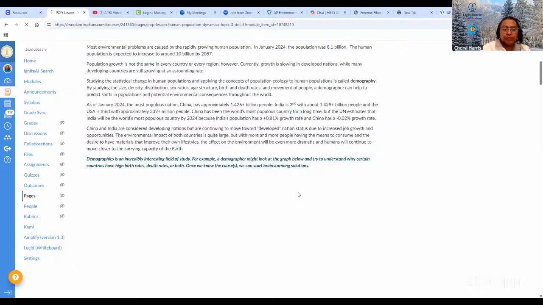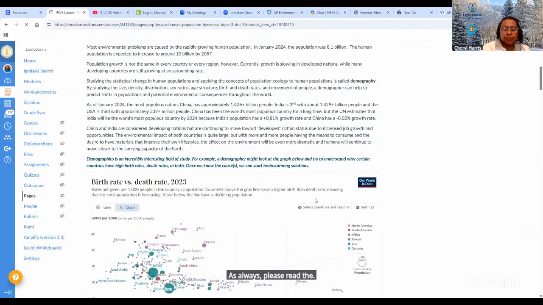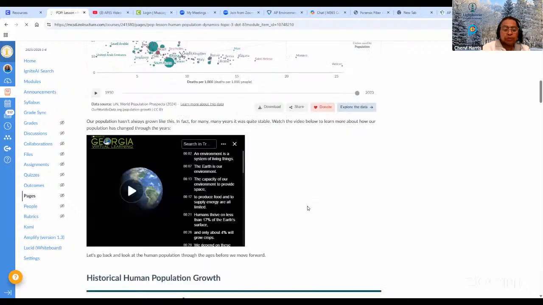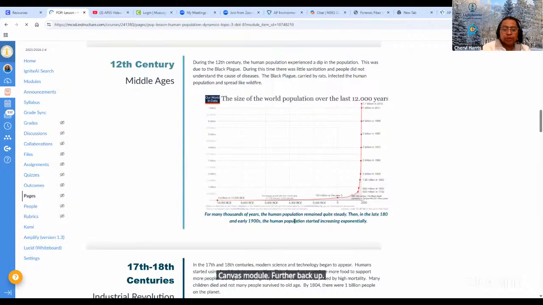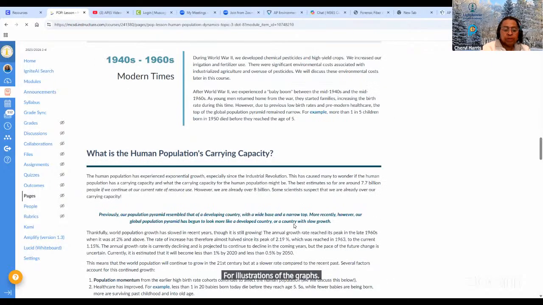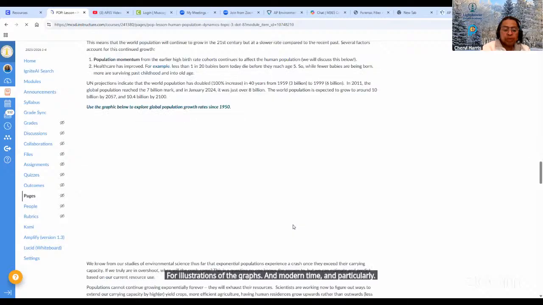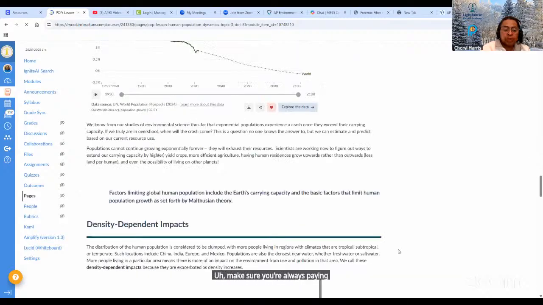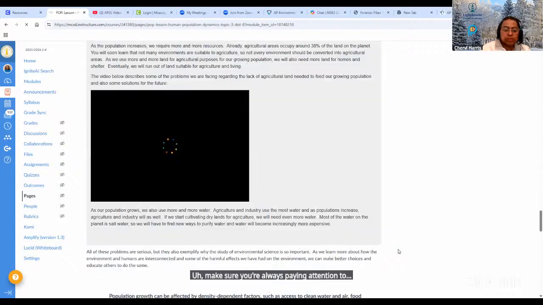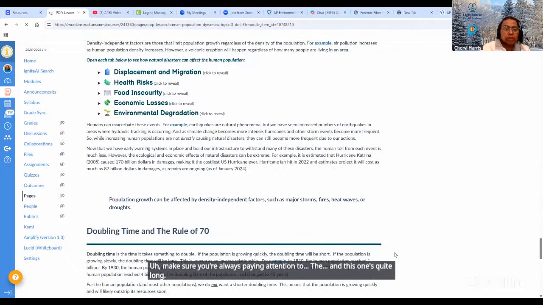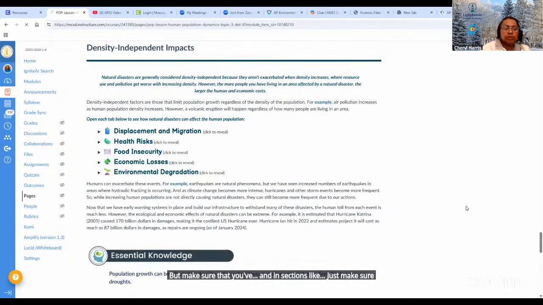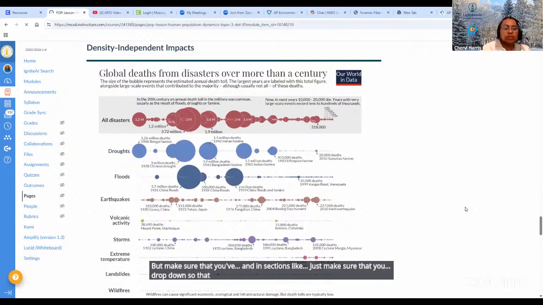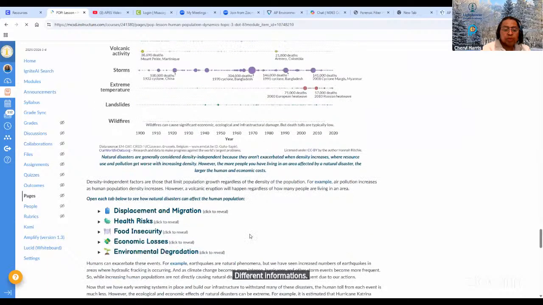As always, please read the Canvas module for further backup, for illustrations of the graphs and more. Make sure that in sections like this, which are quite long, you drop down so that you can see the different information provided there.